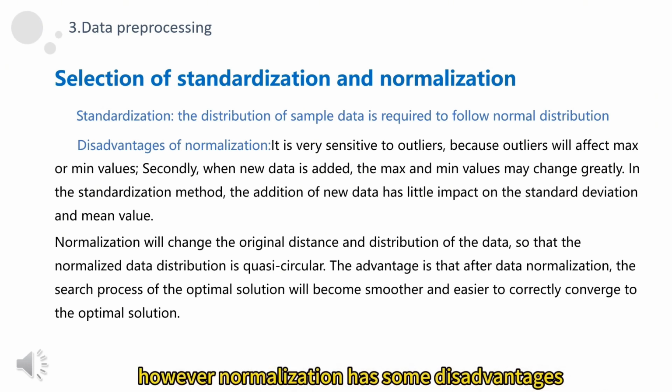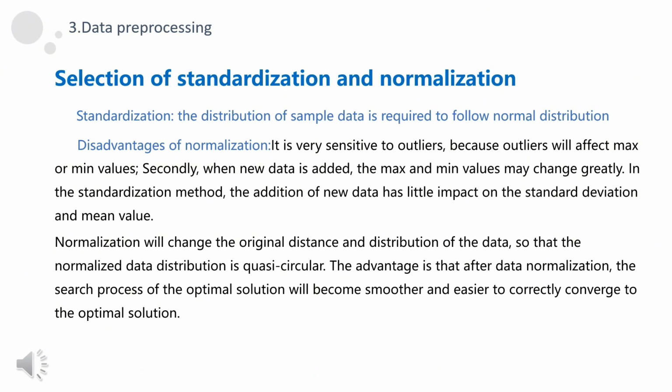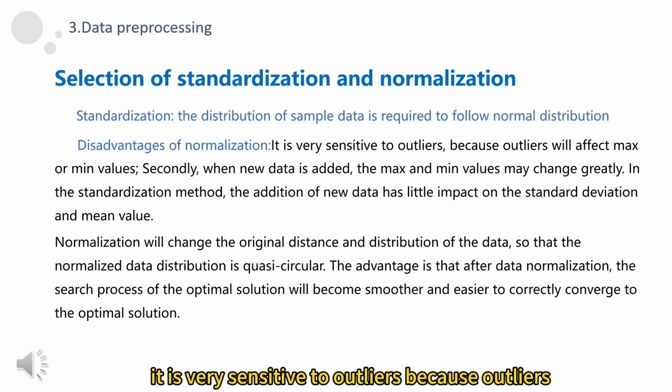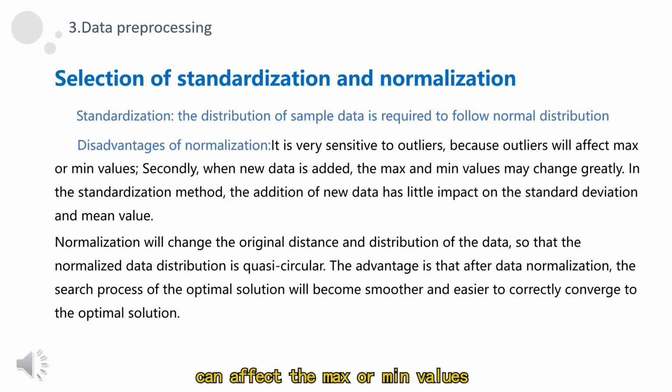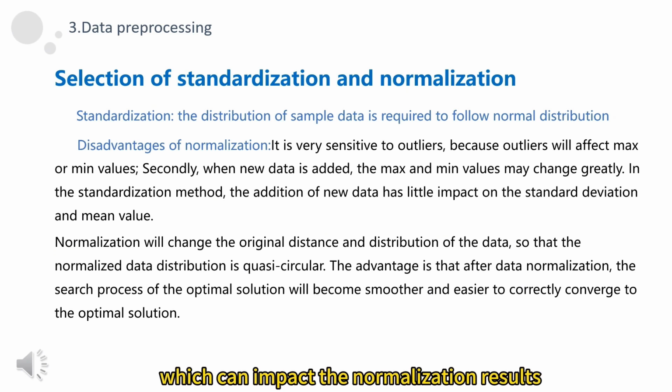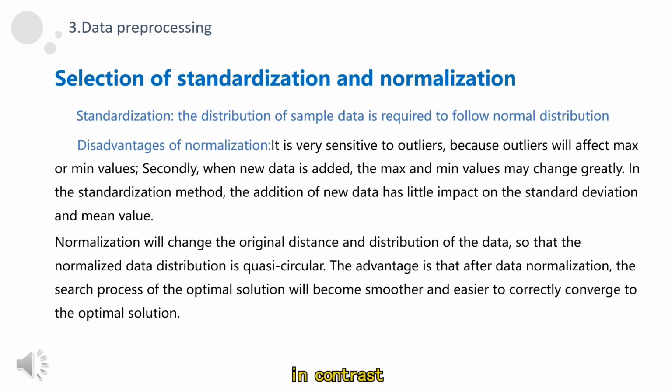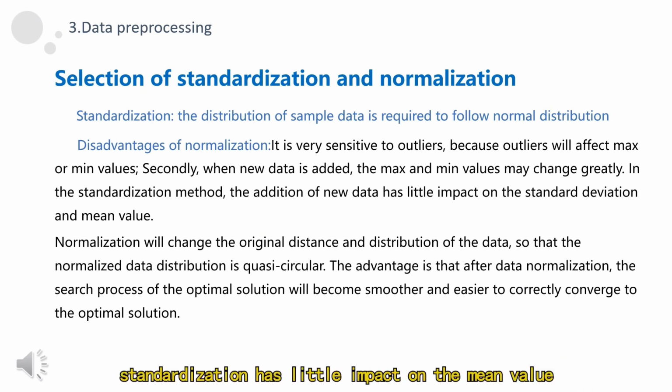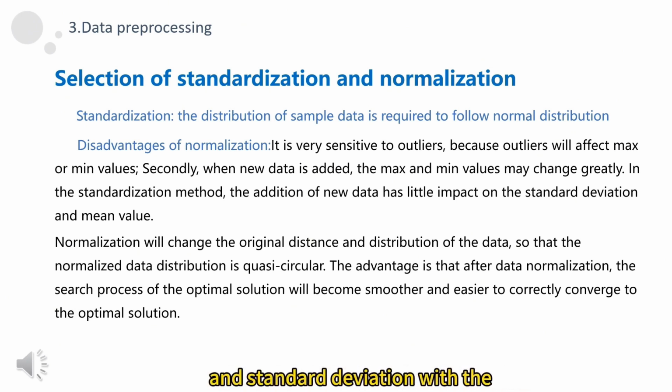However, normalization has some disadvantages. It is very sensitive to outliers, because outliers can affect the max or min values. Additionally, when new data is added, the max and min values may change greatly, which can impact the normalization result. In contrast, standardization has little impact on the mean value and standard deviation with the addition of new data.